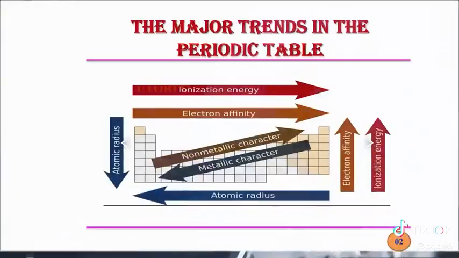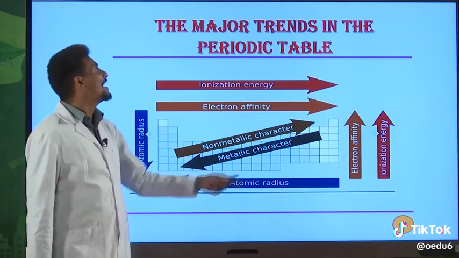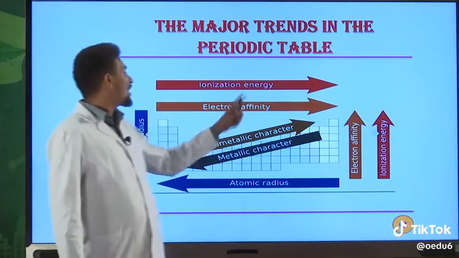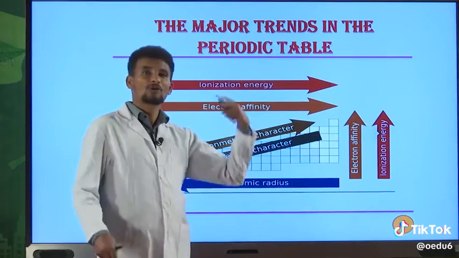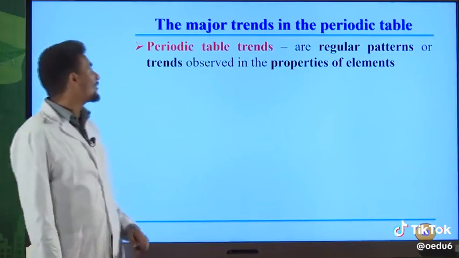I'm going to explain the second topic, the major trends in the periodic table. As you can see from this picture, electron affinity and ionization energy are directly proportional. Atomic radius is inversely proportional to electron affinity, and it is also inversely proportional to ionization energy. Down the group, atomic radius increases. These are all major trends in the periodic table, also named periodic properties. We are going to discuss them one by one.